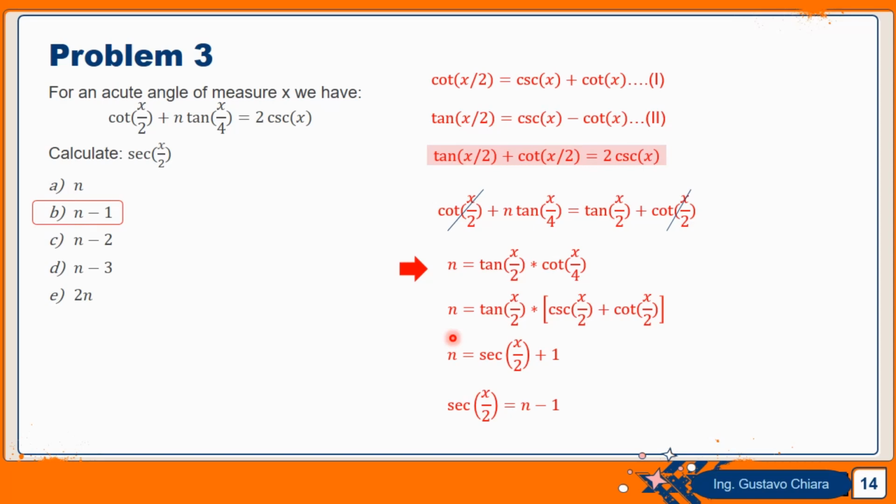And why is tangent multiplied by cosecant equal to secant? Well, this is homework that you can write in the comments: why the product of these expressions is equal to secant.